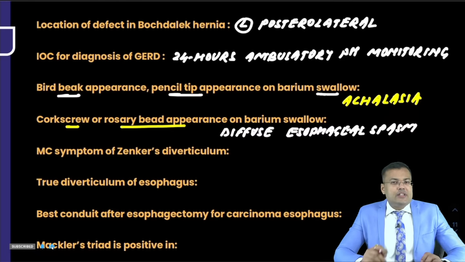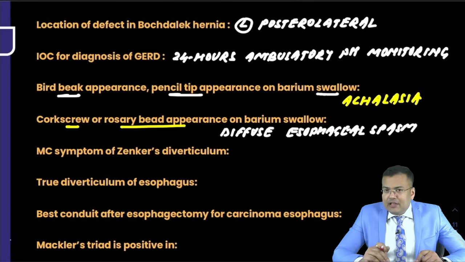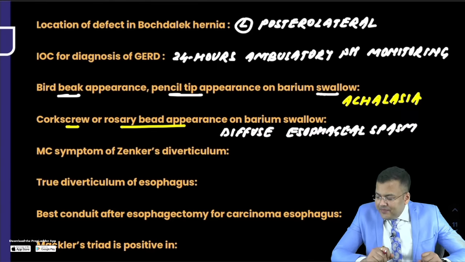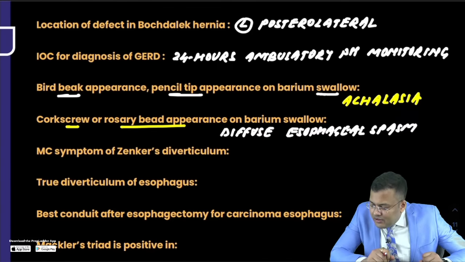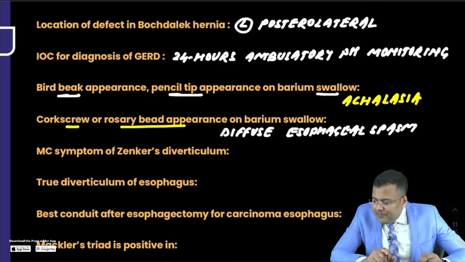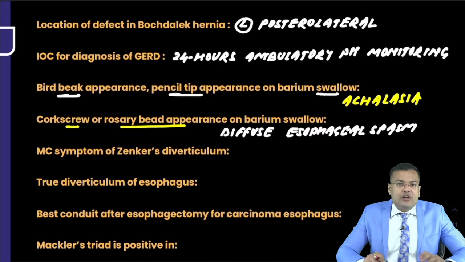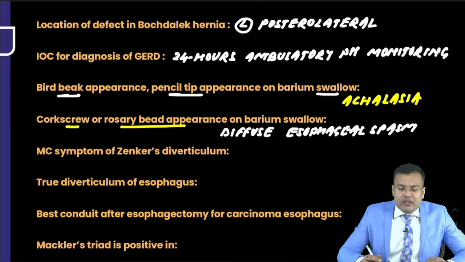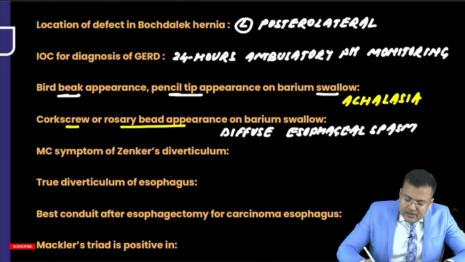Now tell me, what is the most common symptom of Zenker's diverticulum? Let's see who is going to reply. Yes, Dr. Reformer, Shipra, Vishal, Ankit Gujjar, Priya. Majority of you are correct. In Zenker's diverticulum, what happens? There is compression of esophagus by diverticulum. So there is dysphagia. Most common symptom, this is dysphagia.